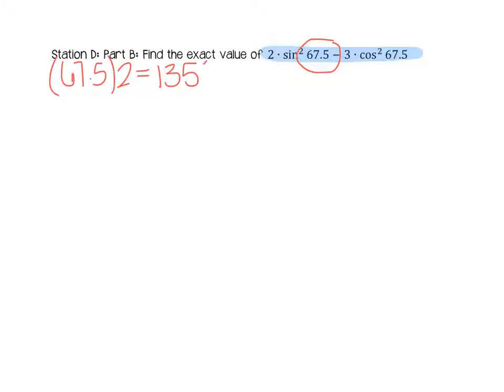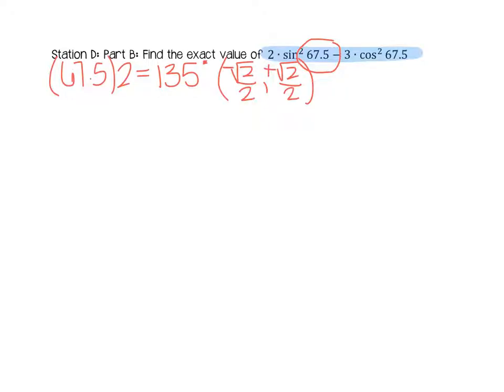Right. So I also know that the points for 135 degrees are root 2 over 2 and root 2 over 2 because they lay on the 45 degree. But these things are in quadrant 2. So in quadrant 2, cosine is negative and sine is positive.